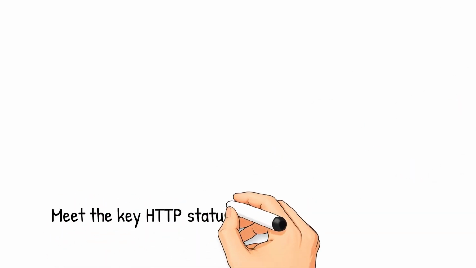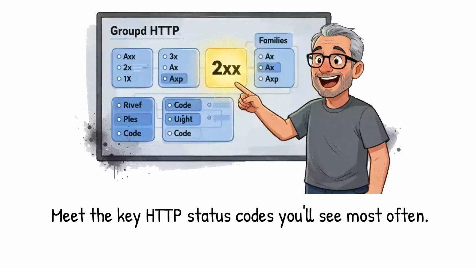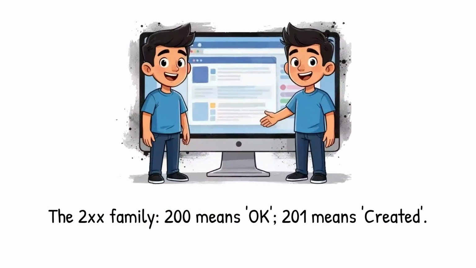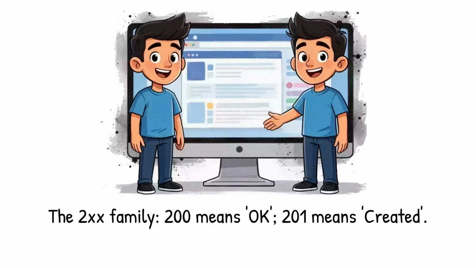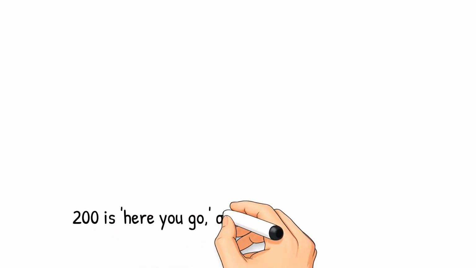Alright, now that you know the 5 families, let's meet the specific codes you'll actually bump into all the time. Don't worry, there are only a handful that really matter. Let's start with the good news codes, the 2XX family. The star here is 200, which means okay. Your request worked, and here's your data. Simple. You'll also see 201, which means created. You get this when you successfully make something new, like signing up for an account or posting a comment. So 200 is here you go, and 201 is done, I made it.